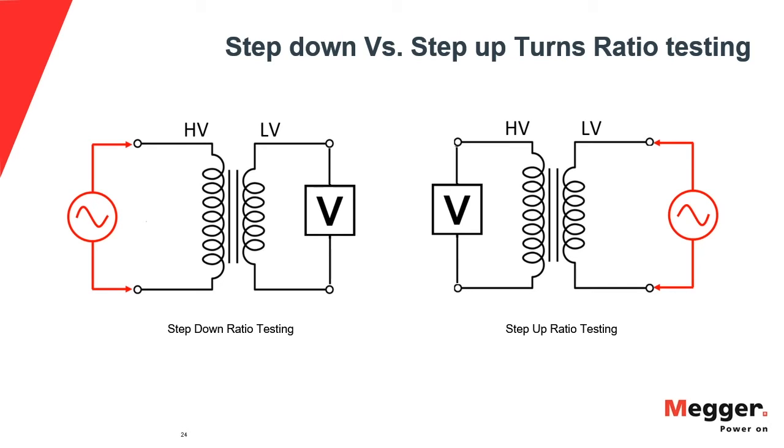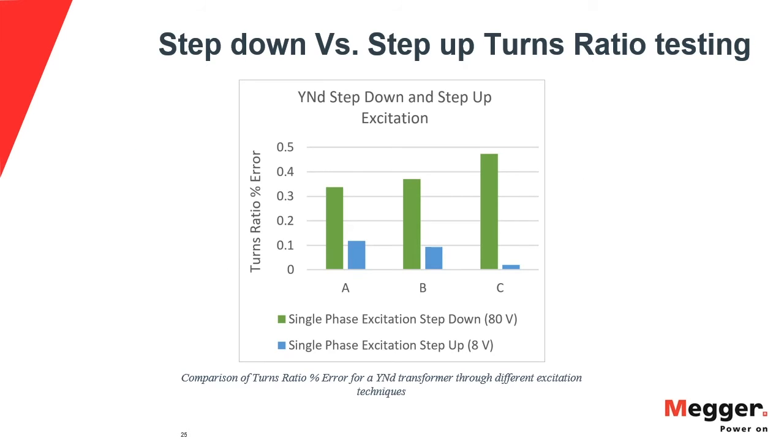The previous examples, even though we were also showing a few different cases applying on the high side or the low side, we were comparing mainly the change when we use different excitation voltages, right? So now let's compare these two techniques, step down versus step up, right? In this case, a YND transformer, single phase excitation, doing one phase at a time.